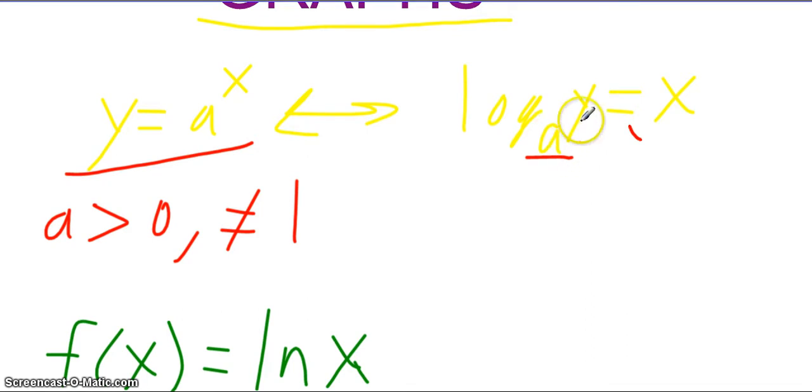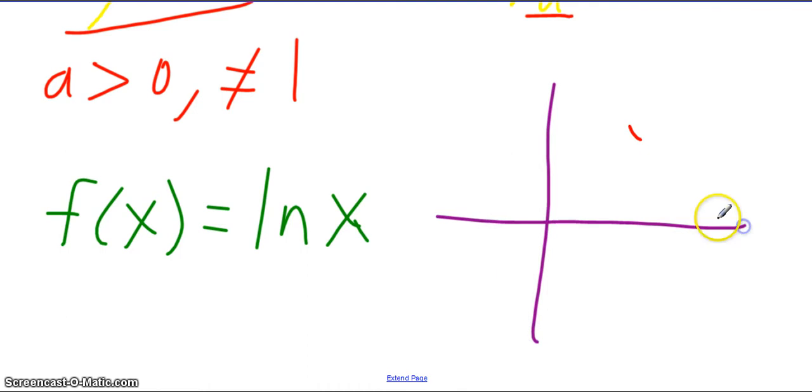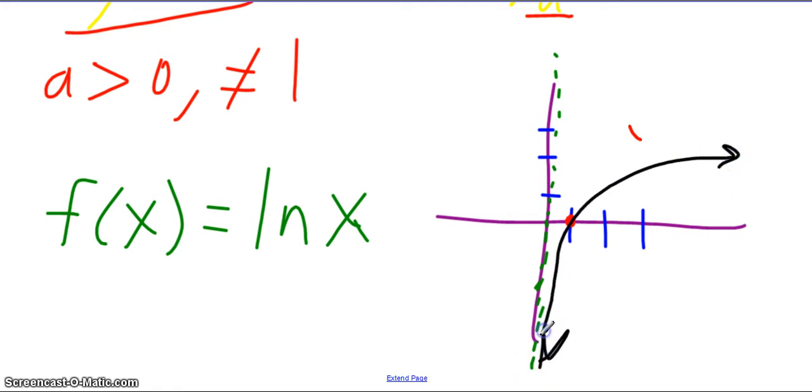How do I know that? That's telling me that if this value right here is 1, then a to what value equals 1? Anything to the 0 equals 1. So if I draw a general sketch, I know I'm going to have a vertical asymptote at 0, and I know that the graph is going to go through, obviously this isn't perfect, the point 1, 0. The actual graph is going to look something like this.